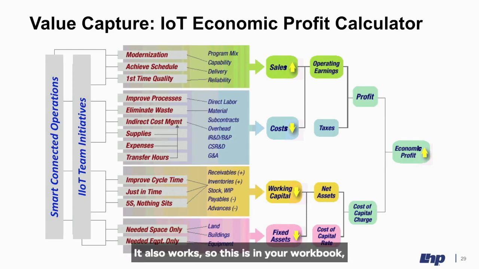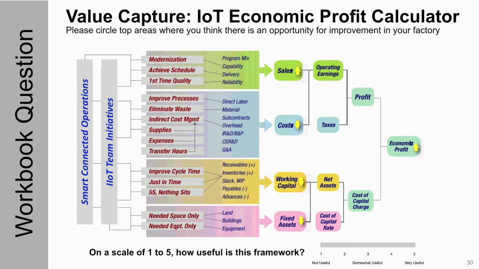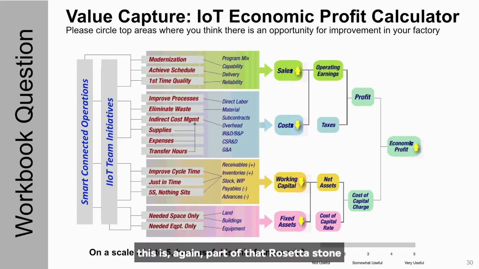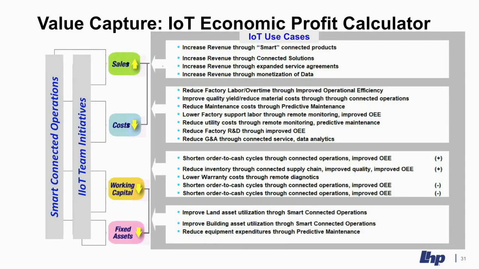But it also becomes a way of helping your teams evaluate different projects, which one drives the most value. This is in your workbook, again a good tool, because it is part of that Rosetta Stone: how do you start connecting top to bottom? Educating your team on the financials, educating the financials on the team. But also you can start looking at those different use cases.